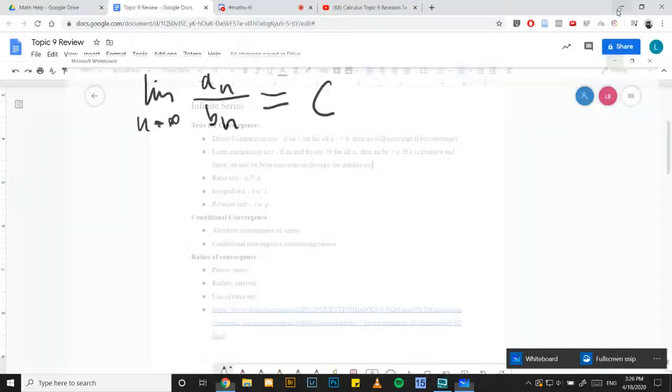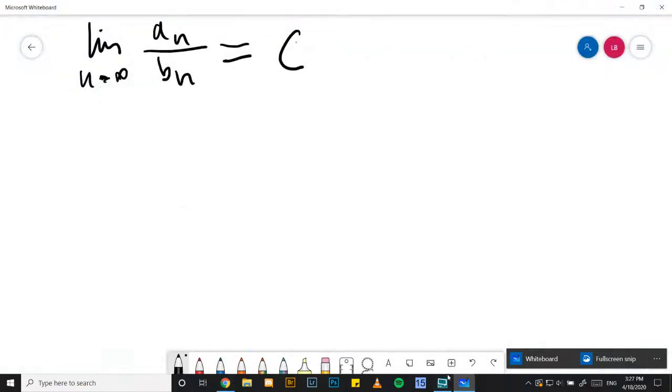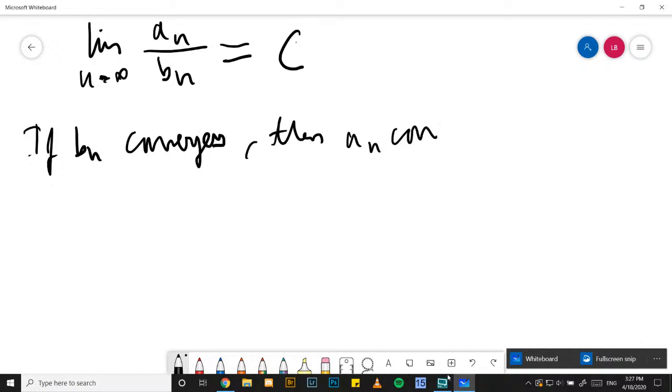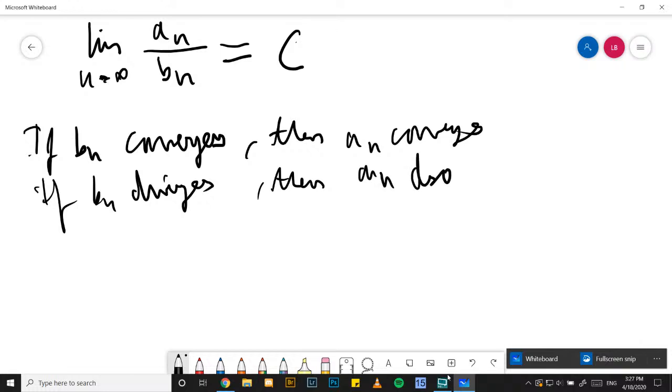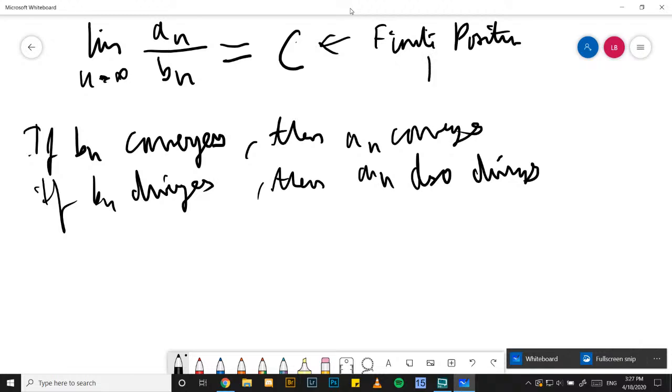c. So that's some limit c, and what this says is that if bn converges, then an converges, and if bn diverges, then an also diverges. And this is given that c is a finite positive number. So given that c is a finite positive number, if bn converges, then an converges, and if bn diverges, then an also diverges.